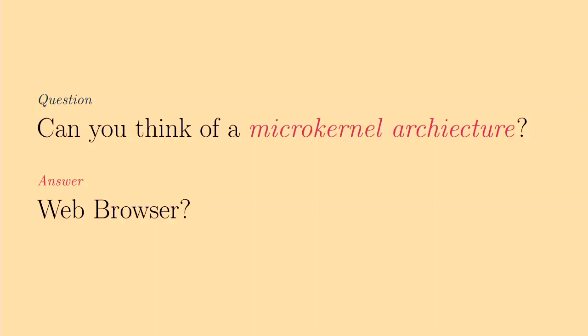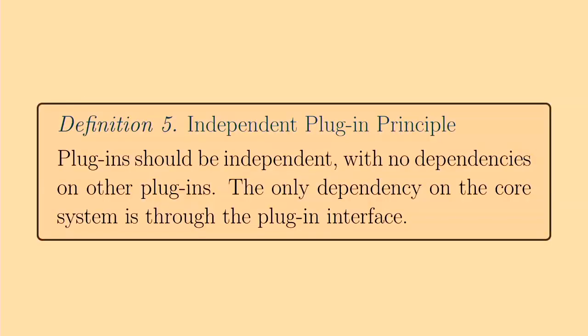WordPress is another microkernel architecture. So it's common. So we've got these plugins. Key principle is the plugins are independent of each other. So a plugin does one thing, doesn't depend on any other plugin, and the only dependency on the core is via the interface to the core, so that we don't have any deep ties between the plugin and the core, or the core and the plugin. There's just one communication pathway.